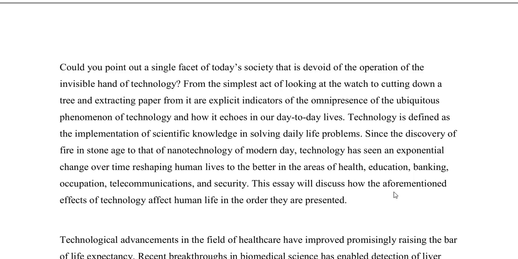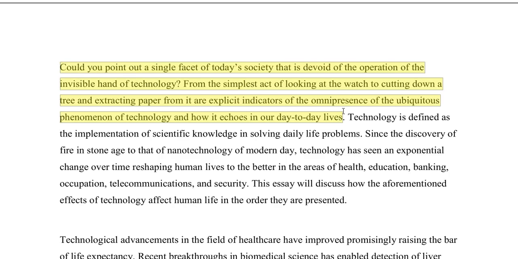Okay, that was all about the first para. This is the introductory paragraph. This is the introductory paragraph of the essay. So the introductory paragraph of the essay has an entrance.